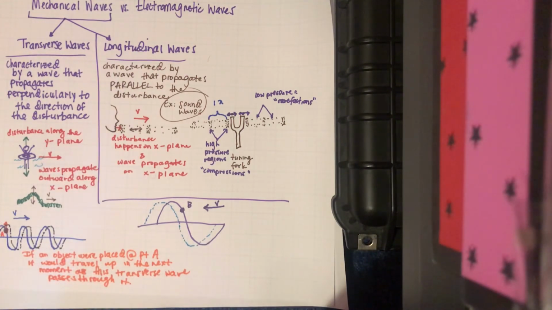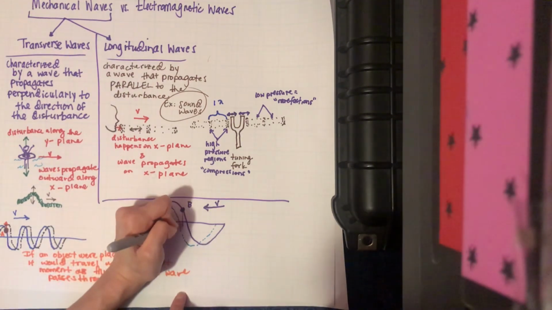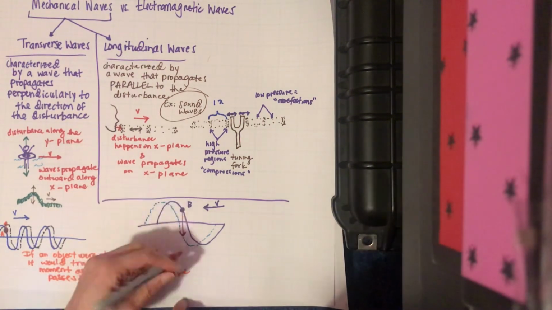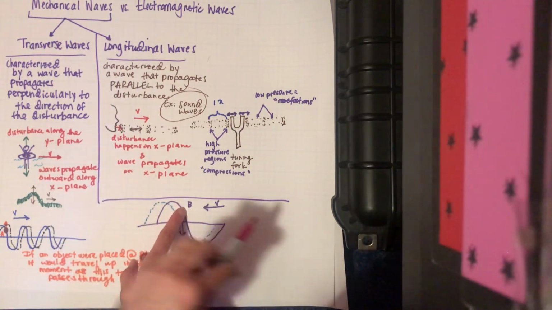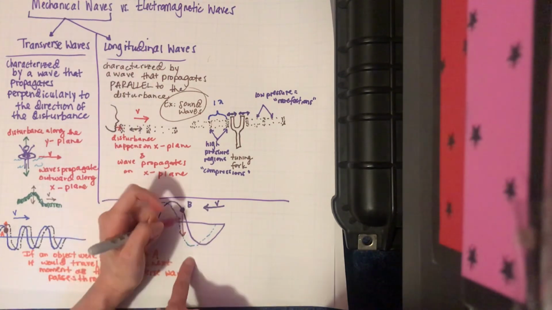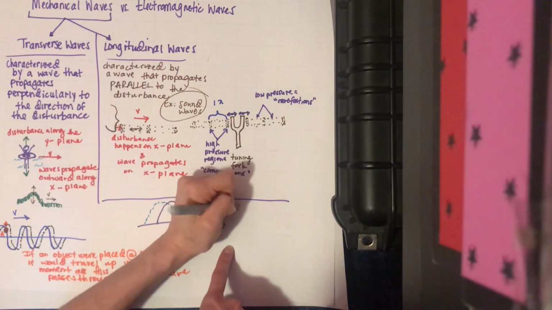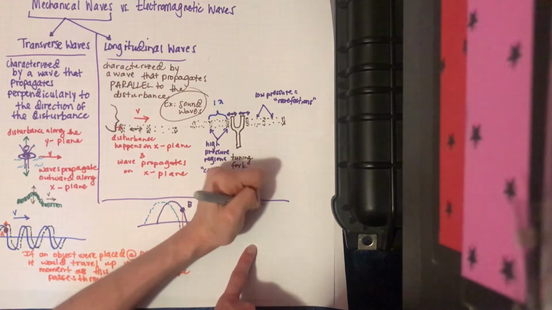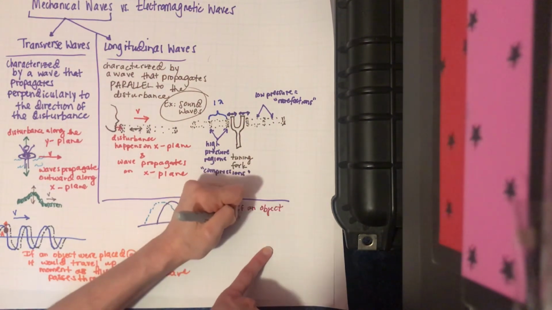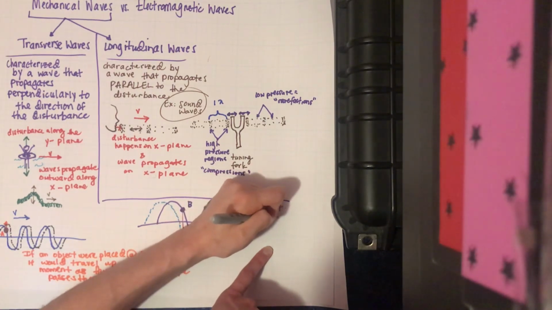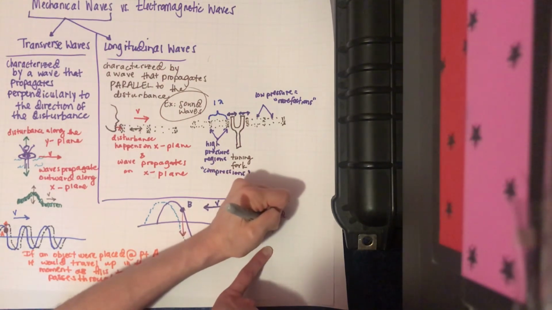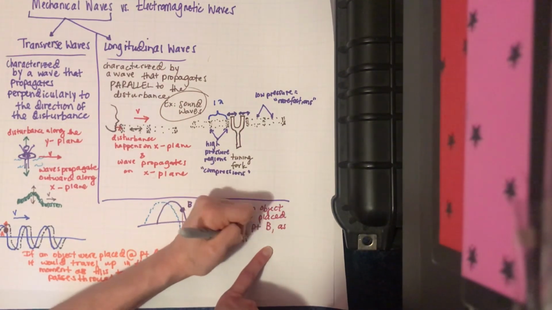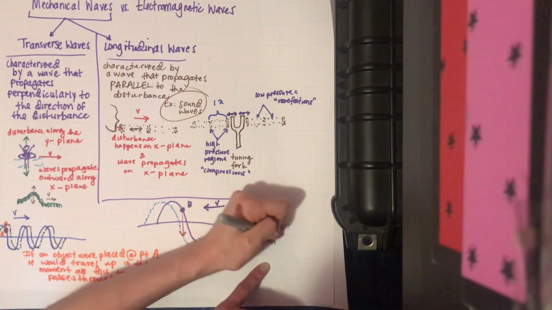Well, point B in the next moment would actually be traveling downward, because again it's a transverse wave, so it can only oscillate up and down. We're going to assume we have an object sitting here and this wave is passing through it. In the next moment it's going to be traveling down. So if an object were placed at point B, as this transverse wave passes through, it would travel downward.